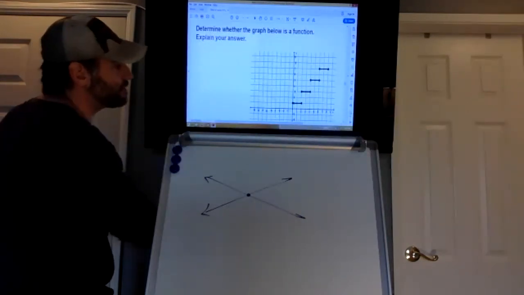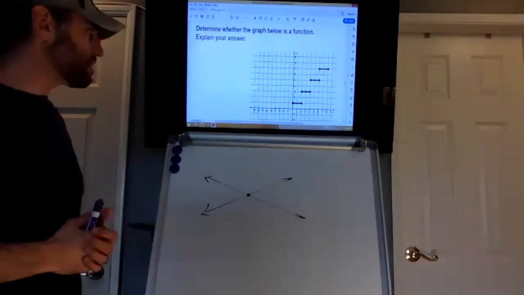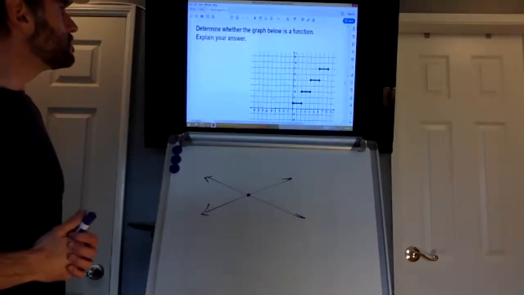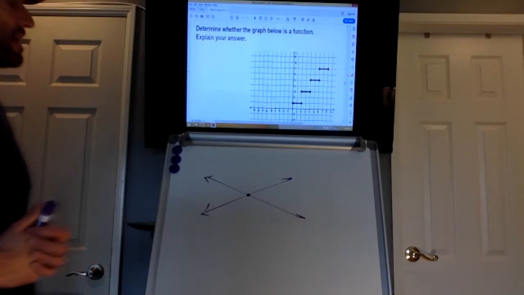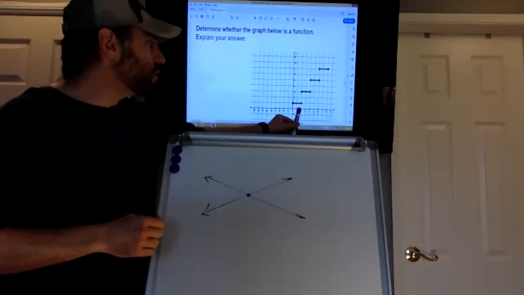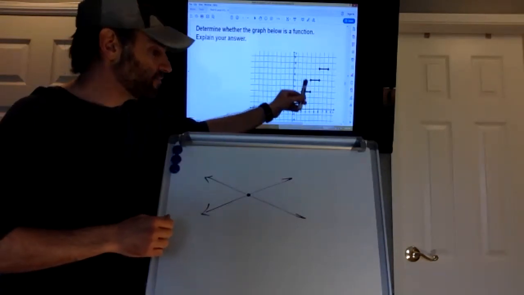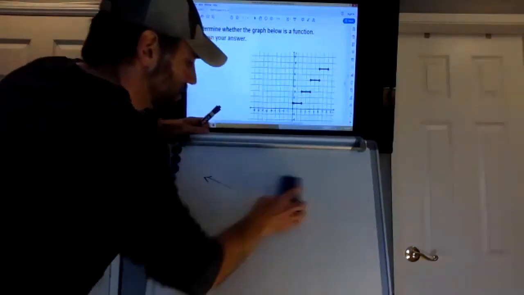That's called a step function. Is that a function or not? No, it's not. Because when x is 2, y could be 1 or it could be 3. Yeah, that's not a function. How about this one?